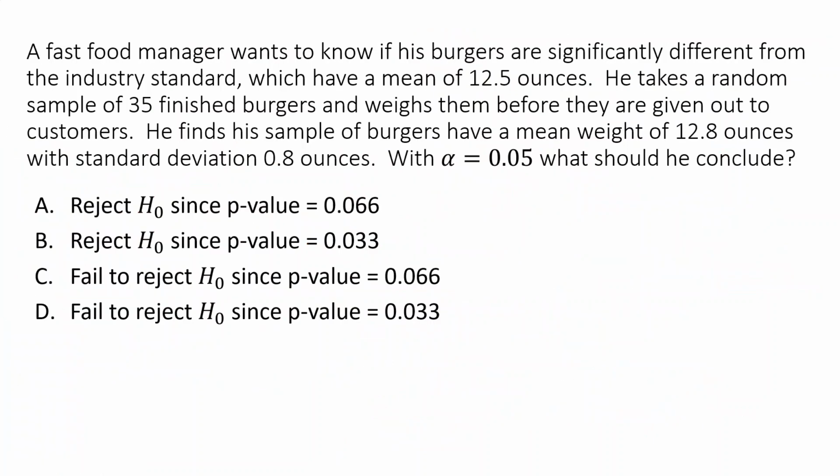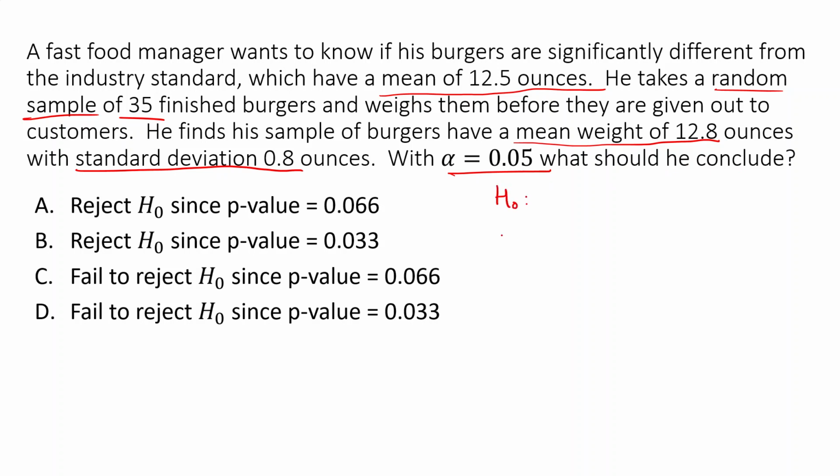All right, another quick one on your calculator here. So if it's multiple choice, we can do it pretty quickly. So we've got burgers, we want to know if burgers are significantly different from the industry standard. We have a mean of 12.5 ounces, which is a pretty substantial burger. He takes a random sample, that's taken care of, 35, CLT, works normal, and weighs them before they're given out to the customers. He finds his sample of burgers have a mean weight of 12.8 ounces with a standard deviation 0.08. At alpha equals 0.05, what should he conclude?